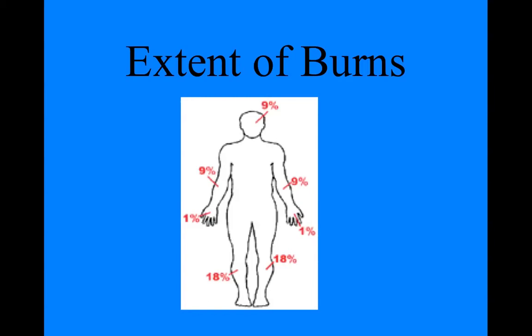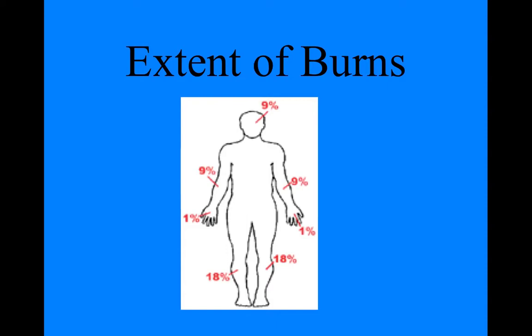Okay, so when you're trying to figure the extent of burns, I really recommend that you look at your book, because this particular picture doesn't show the whole thing. The head and neck is worth 9% when you're talking about the percent body burn. The posterior trunk is worth 18%, and the anterior trunk is worth 18%. Each upper extremity is worth 9%. External genitalia is worth 1%. Lower extremities are worth 18%.